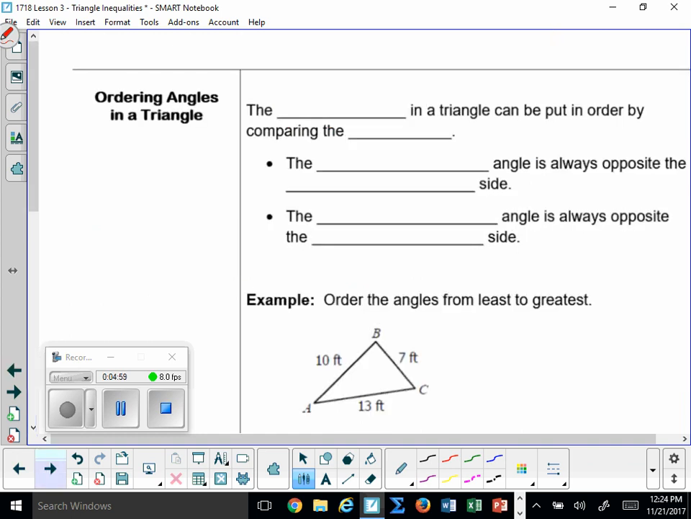Ordering angles in a triangle. So the angles in a triangle can be put in order by comparing the sides.